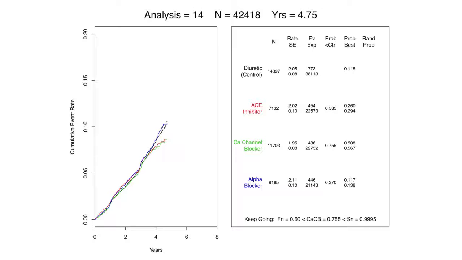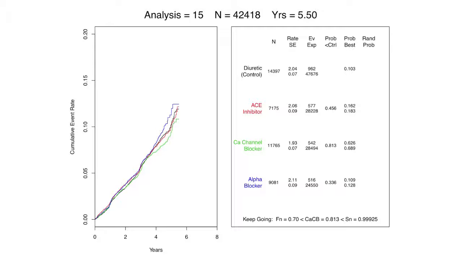Now interim analyses only occur every 9 months because we're not updating randomization probabilities. At this analysis, we've seen more events on the alpha blockers and their event rate is now worse than diuretics. Calcium channel blockers are still looking the best, and the hazard ratio is just 0.95, a small effect size, and we're getting closer to its futility bound than to the stopping for success bound.